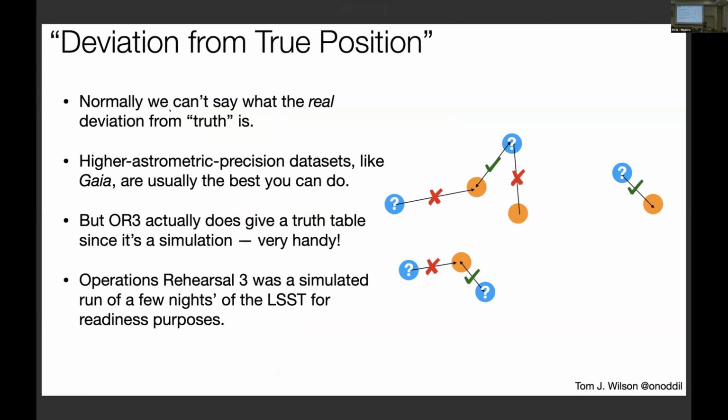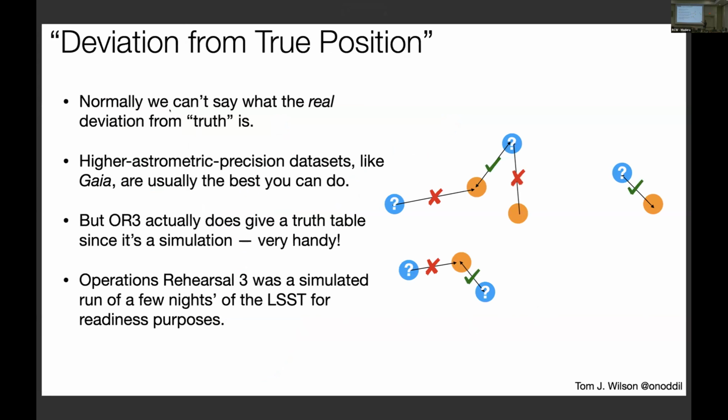But of course, I've said deviation from true, which is quite hard to do because we don't really know where all of the stars in the universe are, because our jobs would be quite a lot easier if we did. So we would use something like Gaia, which has a higher precision in its astrometry than LSST. So we would say that the deviation from true was Gaia minus LSST. And people take Gaia to mean truth quite a lot these days. It's become a shorthand, but we don't actually have to do that.